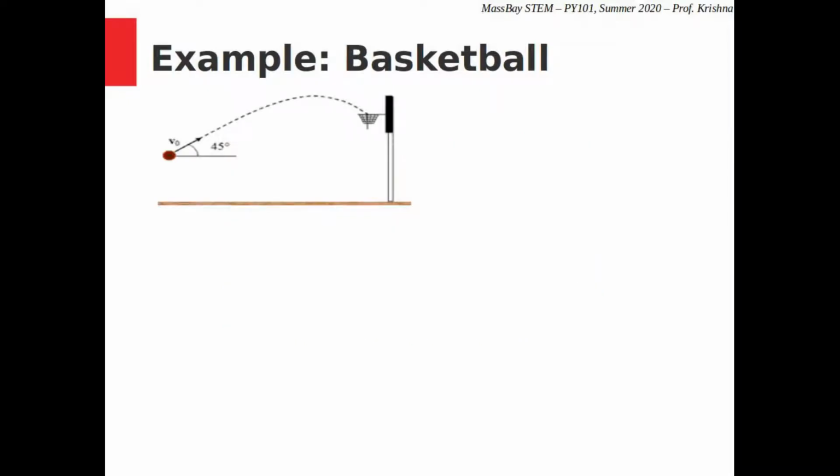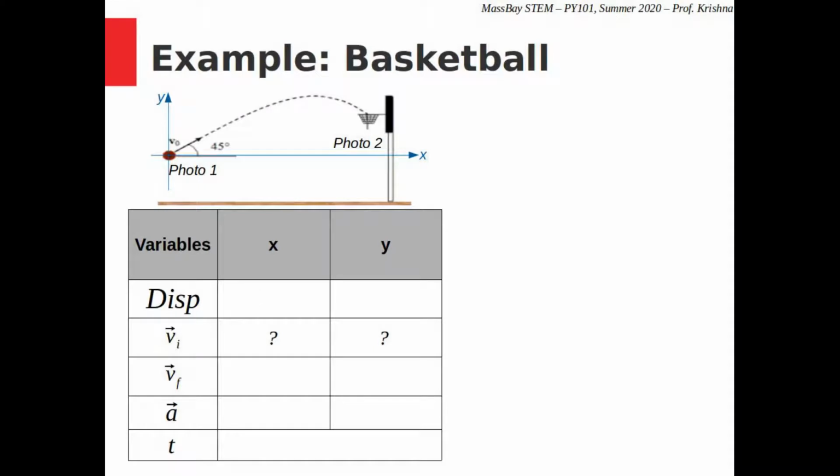We start by drawing a picture. We will consider photo 1 to correspond to a nanosecond after you threw the ball, and photo 2 to the instant it lands in the hoop. We will set upwards and rightwards as the positive directions. The unknown is clearly the initial velocity. We don't know it in either x or y, but we do know the displacements in x and y and the accelerations in x and y. But now we're stuck. We don't have 3 pieces of information in each direction.